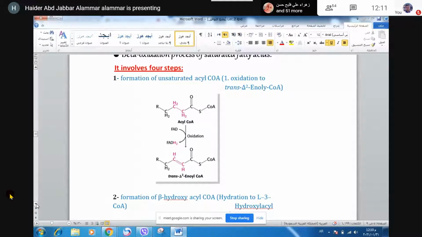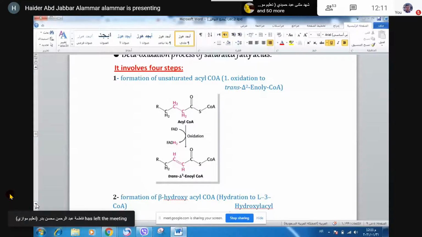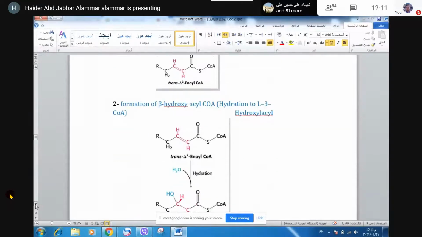What do I mean by that? So this enzyme, in the presence of FAD, will liberate one molecule of FADH2, which is a reducing equivalent, a source of energy, and convert the acyl coenzyme A to trans delta 2 enoyl coenzyme A. As you see, this enzyme will create a double bond between carbon number 2 and carbon number 3. So this is called the trans delta 2 enoyl coenzyme A. Okay, is that clear? Okay.